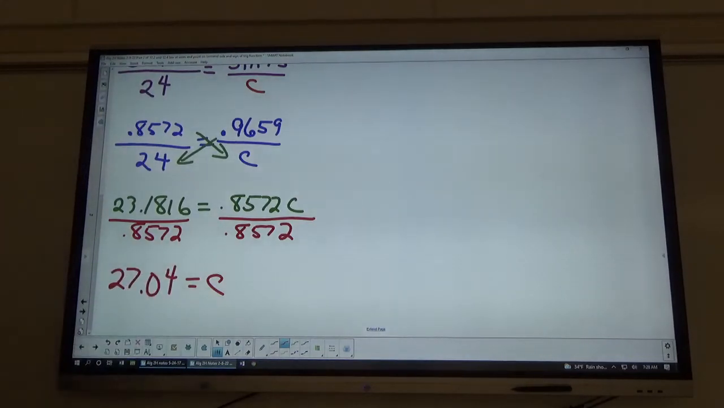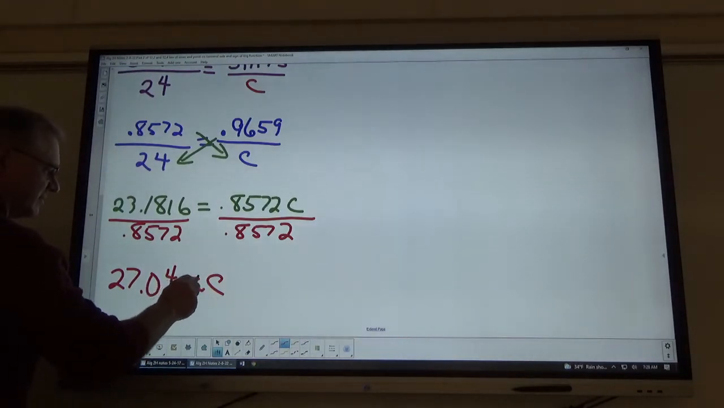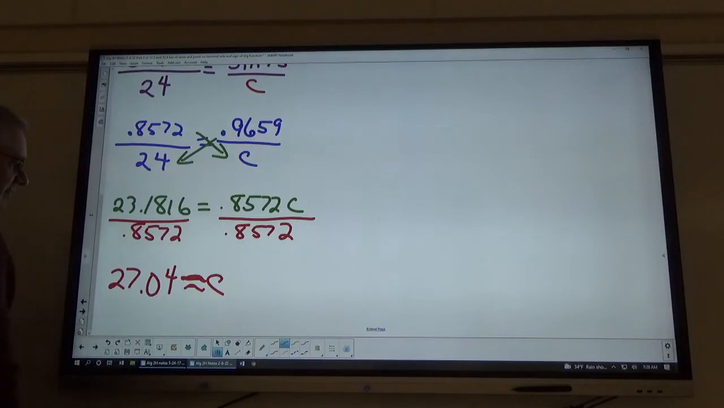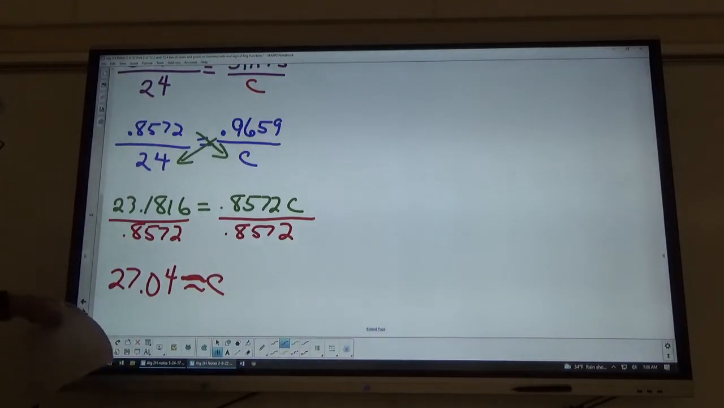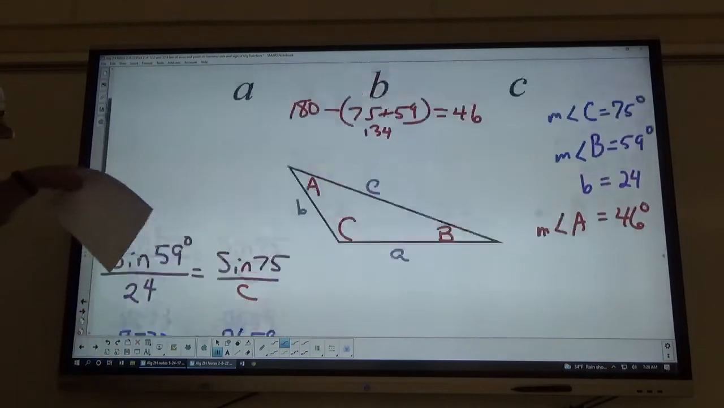27.04. I don't think that's the exact value, that's the rounded value. We're going to do 2 decimal places for our rounded values. Let me just double check here. 23.1816 divided by 0.8572. And sure enough, it does not come out exactly to that, so that's the rounded value. I could even put the approximate symbol here instead of equals. That way we know it's only an approximate answer. All right, so now, once I've found that, I can go back up, 27.04.